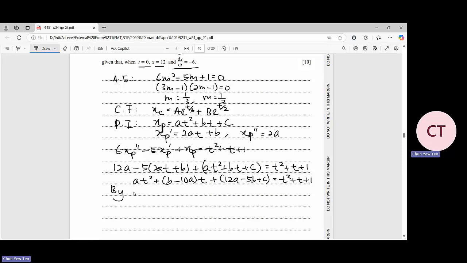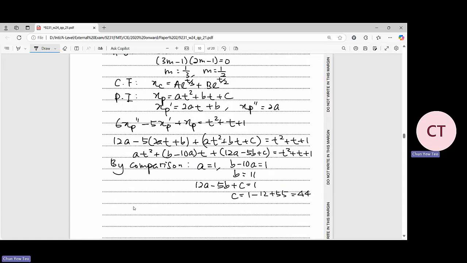So by comparison, we have a equal to 1, b minus 10a equals 1. Okay, so that means b will be equal to 11. And then the last one will be 12a minus 5b plus c is equal to 1. That will give you c equals 1 minus 12 plus 55. And when you solve it, you will get 44. Okay, so we found a particular integral, xp.